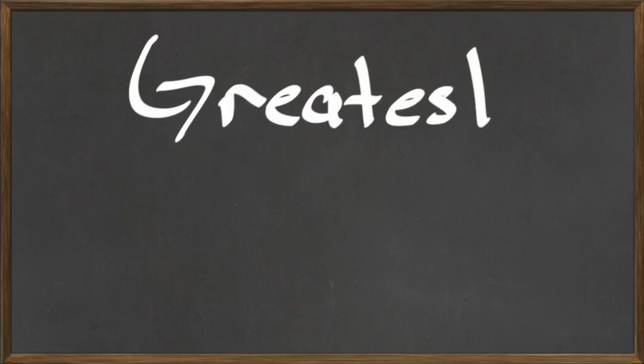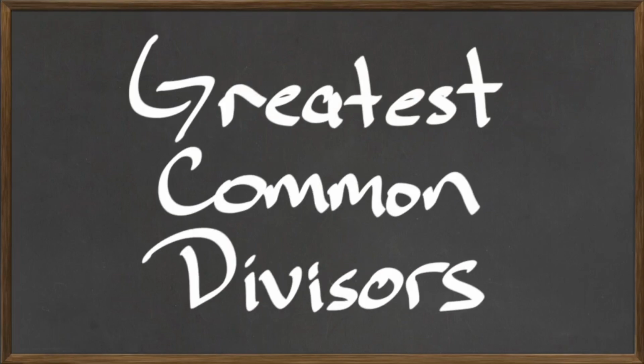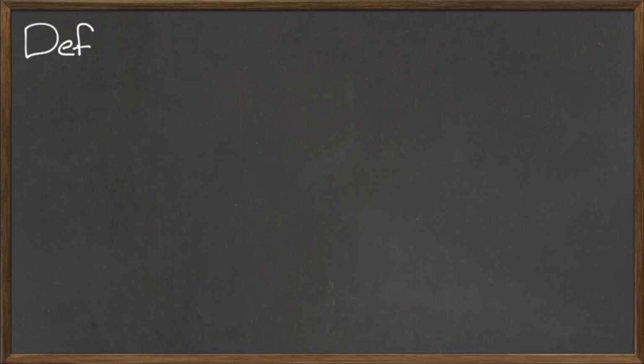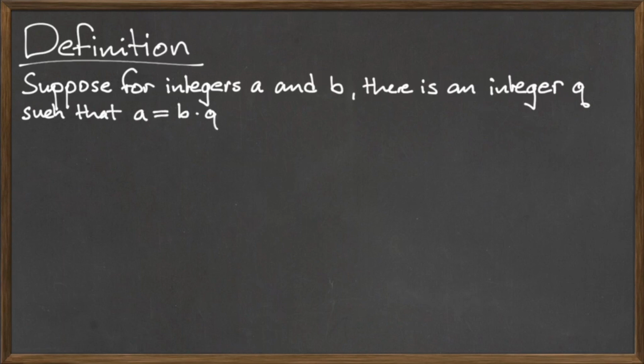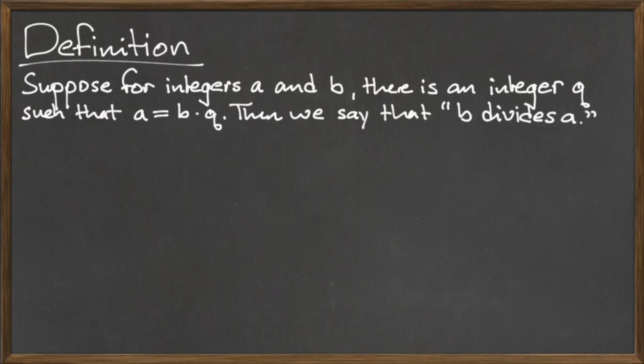In this video, we will discuss greatest common divisors. Before we define the greatest common divisor, we first need to discuss what it means for one integer to divide another. Suppose for two integers a and b, there is an integer q such that a is equal to b times q. Then we say that b divides a.